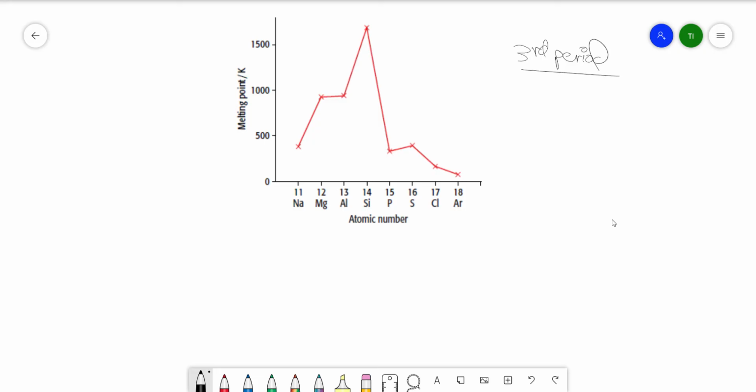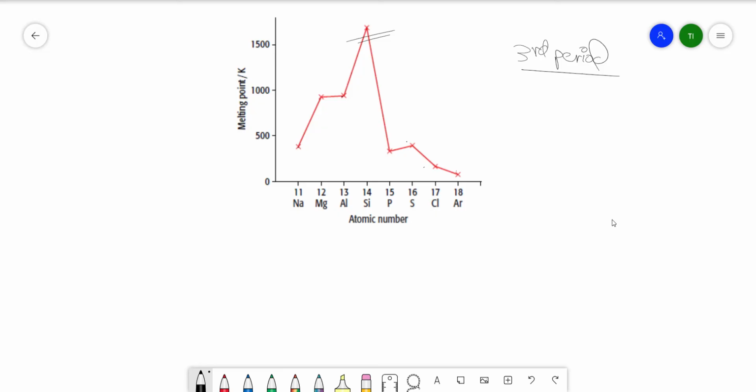And you see that across the third period, there is firstly an increase in the melting points. So from sodium to magnesium and then to aluminium, there's an increase, and then there's a major increase. The highest is in silicon. And then there's a huge decrease, and then sulfur, chlorine, argon, there's a huge decrease. Now you have to be able to comment on these trends, like why this is the case.